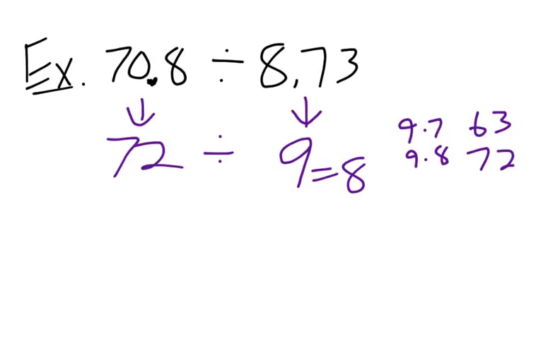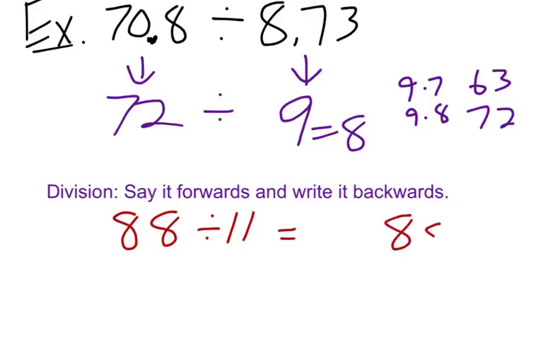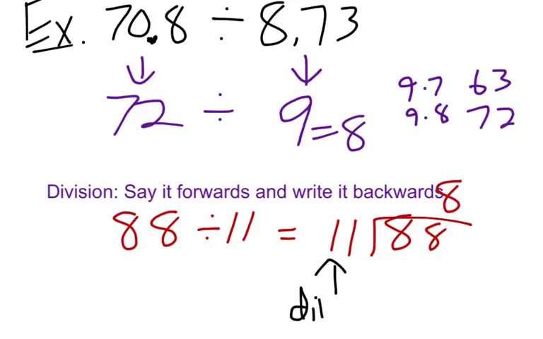And one more note, we just talked about compatible numbers, but one more note about division. You want to say it forwards and write it backwards. So for example, if I had 88 divided by 11, and I wanted to write that out, I would say 88 divided by 11, and the answer, of course, is 8. And I'm going to label these now. The 11 is my divisor. The 88 is my dividend. It's on the end.